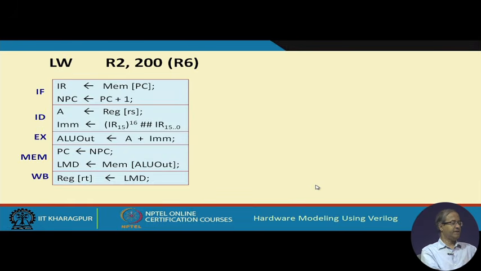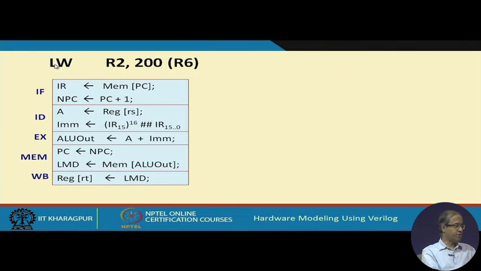Fine. Let us look at a load instruction. Load R2, 200(R6). So, here this 200 will be added to R6 to get the memory address from where data will be loaded into R2. So, IF is again the same as in the earlier instructions. This ID is also the same as in add immediate. The first operand R6 is loaded in A and the immediate data 200 is loaded and sign extended in IMM.